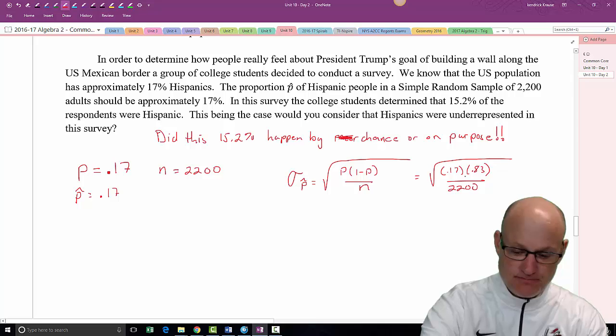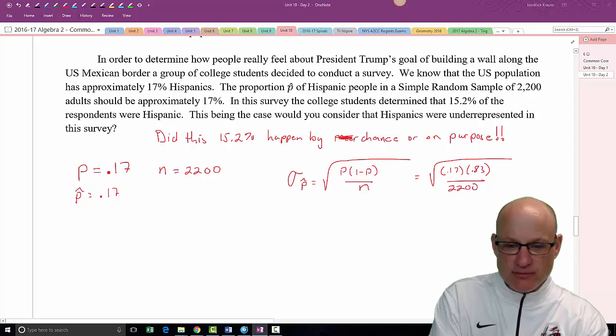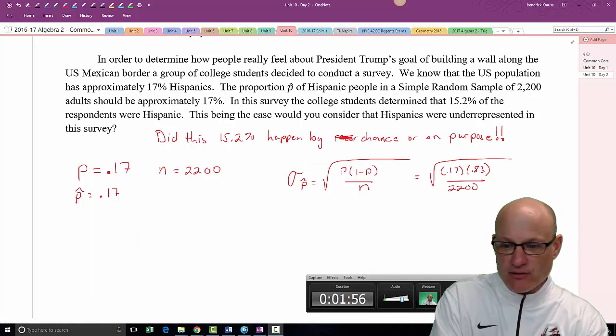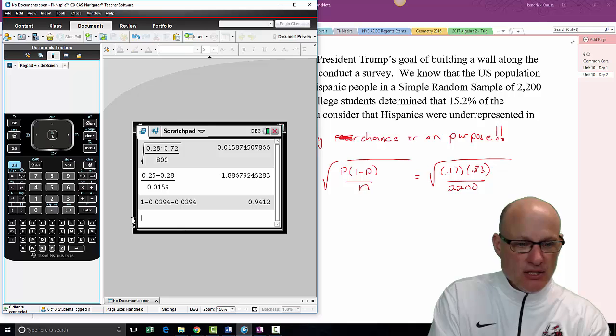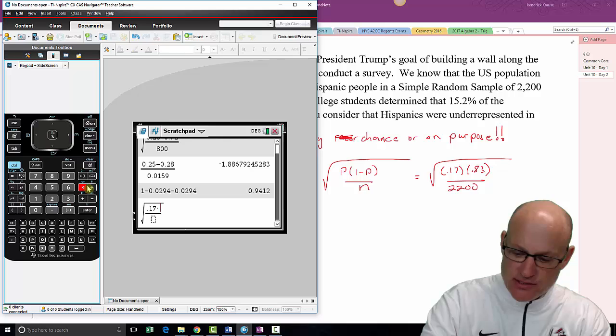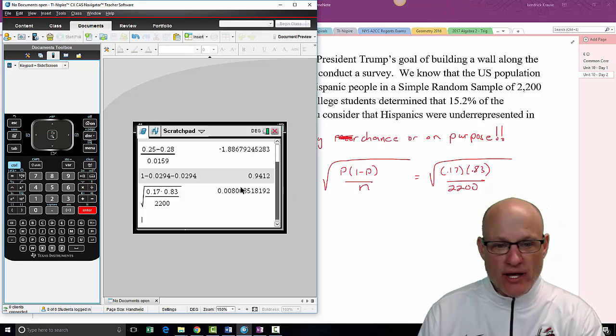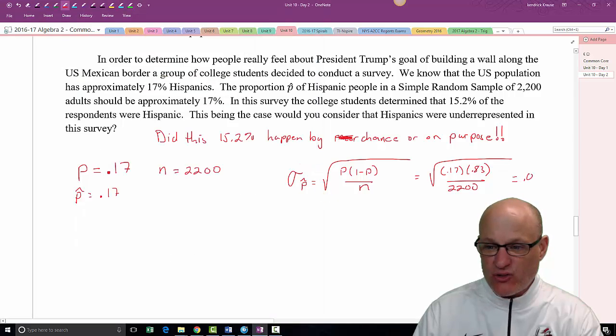So we'll go over to our calculator. Why do I keep doing that? Okay. So square root of division. And then we're going to do 0.17 times 0.83 divided by 2,200. Wow, look how small that is. Now, why is that so small? It's 0.008. That's our standard deviation.